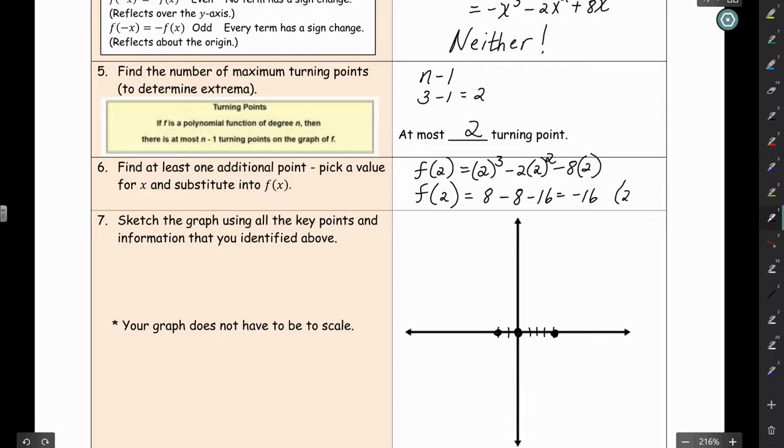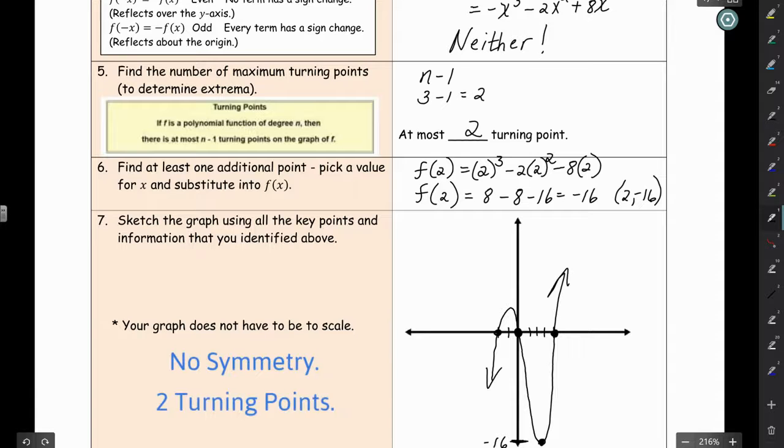So at 2, my y value is negative 16. So I'm way down here. This is not to scale. I'm just going to call this negative 16. And at 2, I'm right about here. All right, let's go ahead and sketch that. All right, so that one's done.